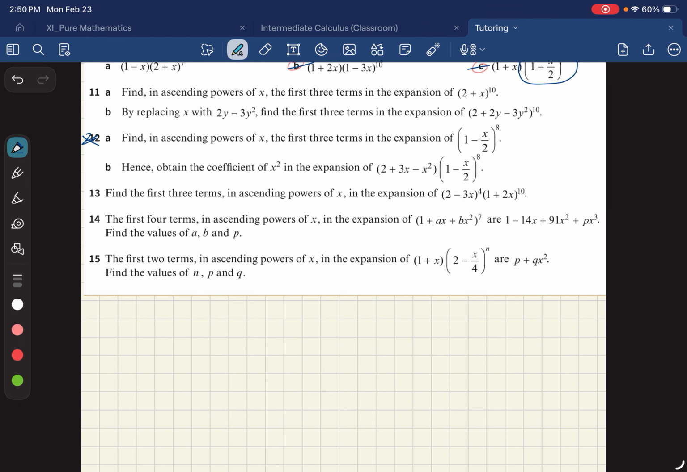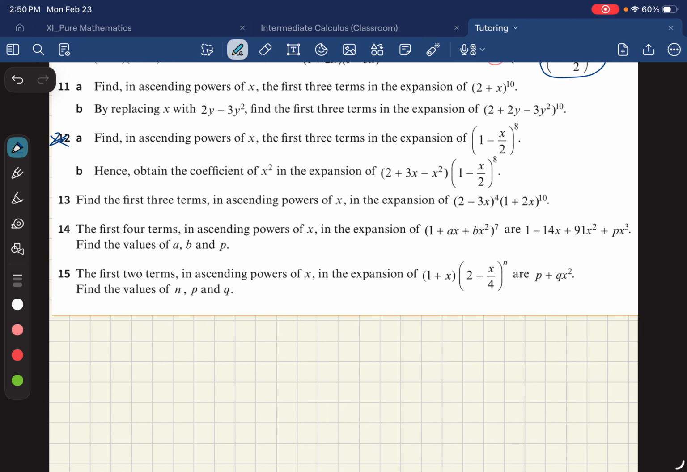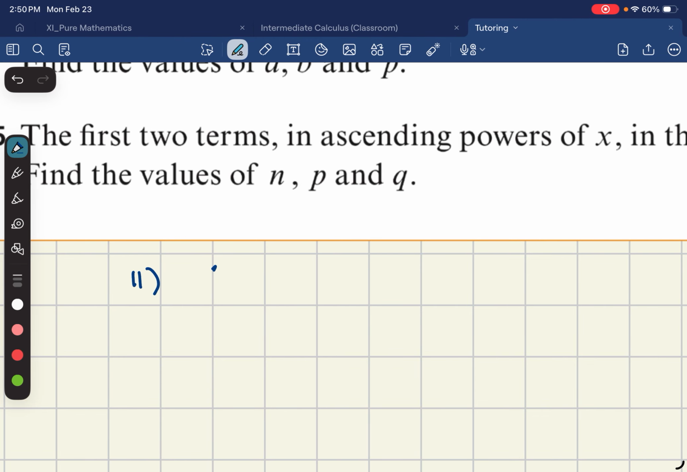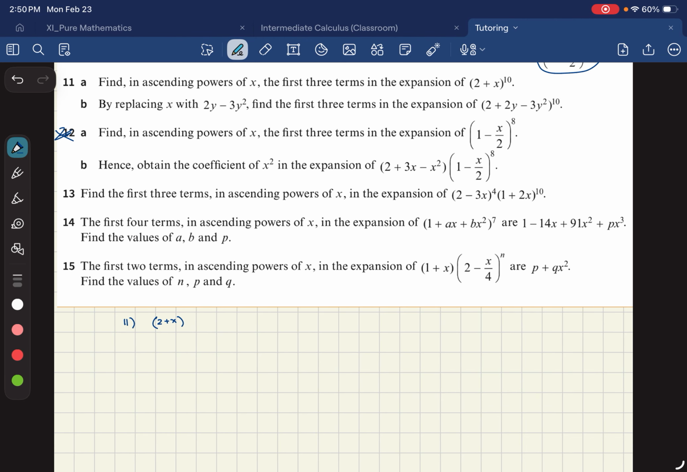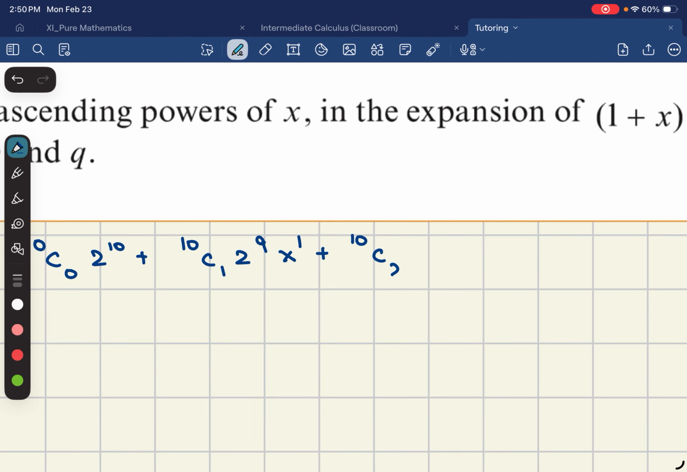So now these are more questions, slightly more complicated because now we're doing some more algebra. So let's do 13. Actually, should we do 11 first? Let's do 11 first. So 11a tells me find the expansion of 2 plus x to the power 10. And that is 10 choose 0, 2 to the power 10, right? 10 choose 1, 2 to the power 9, x to the power 1, plus 10 choose 2, 2 to the power 8, x to the power 2.